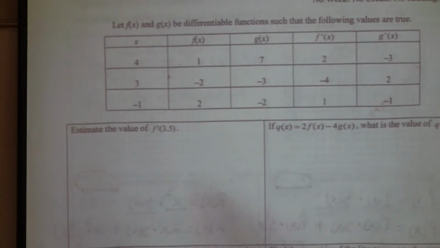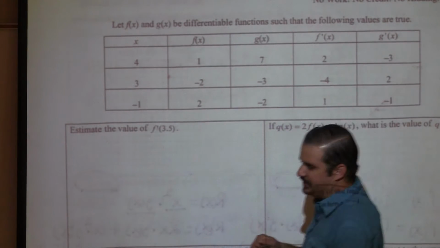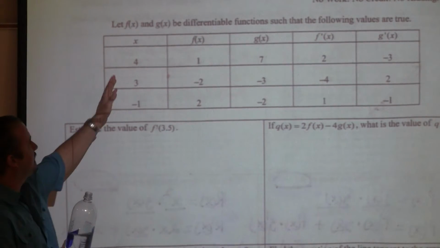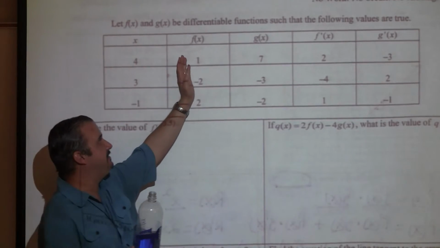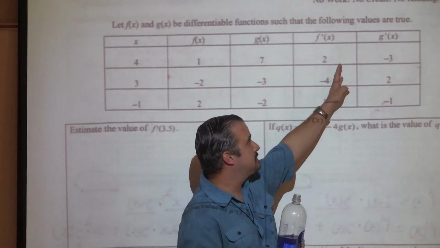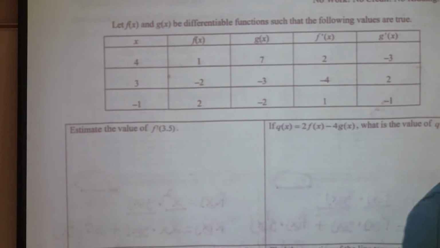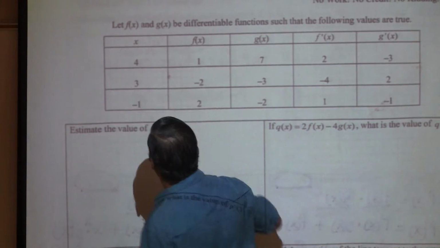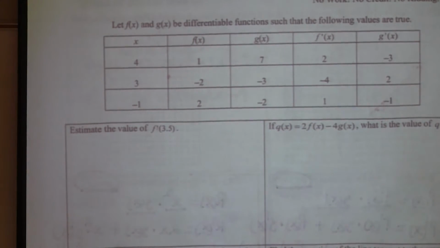Look at the first one and see if you can estimate that out. You're giving me a table, and what do you notice in the table? What are they? X values, right? F of x values, g of x values, and then what do we have? Derivatives, right? Derivative values. Okay, the first one wants you to find the derivative of f at what? I don't have 3.5. How am I going to do that?